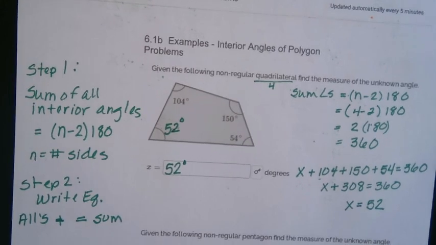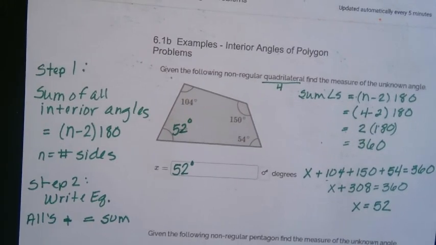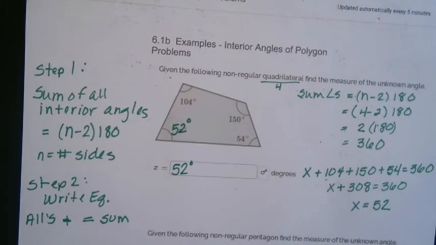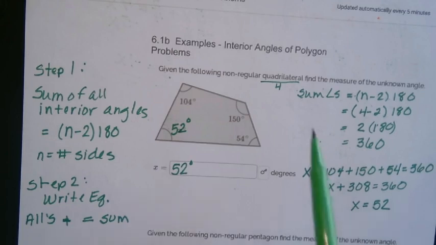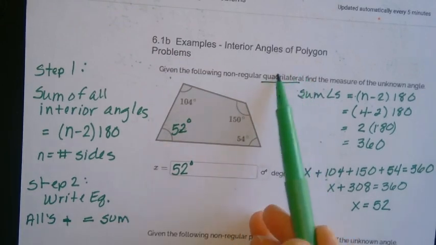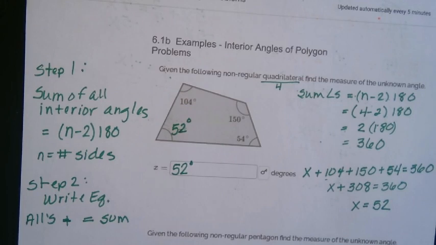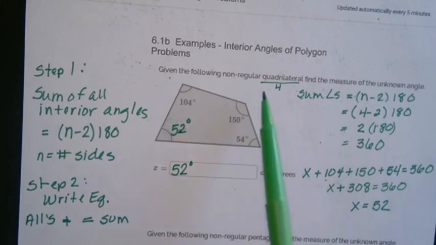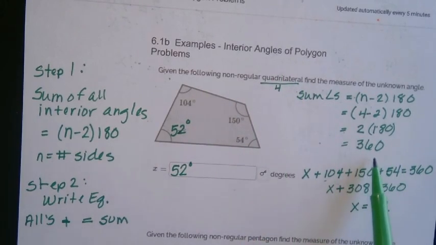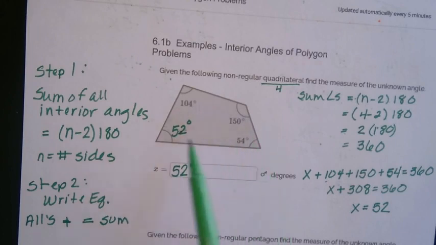Okay. So any questions there before I move on to the next one? So this may not always be a quadrilateral. It might be a hexagon. It might be a dodecagon. So first thing is you have to use however many sides you have to find what the sum of all the angles are. Then you're going to take all your angle measurements and add them up to that number. Okay, let's look at another one.